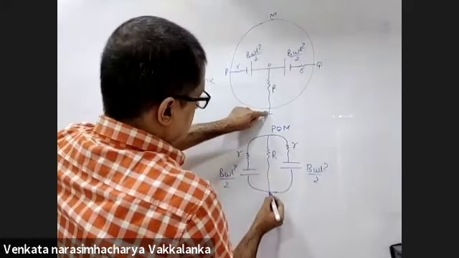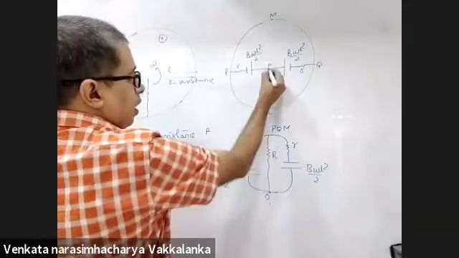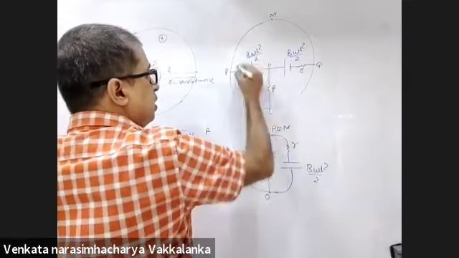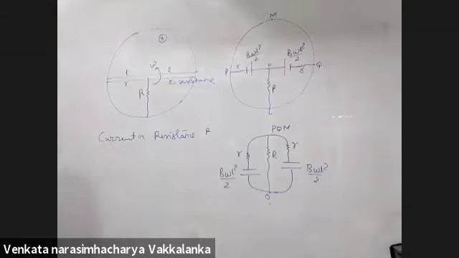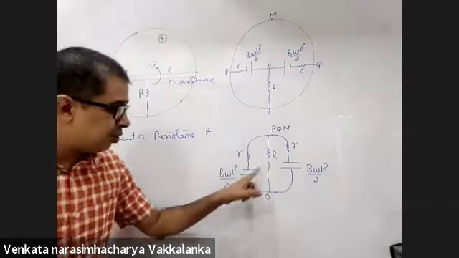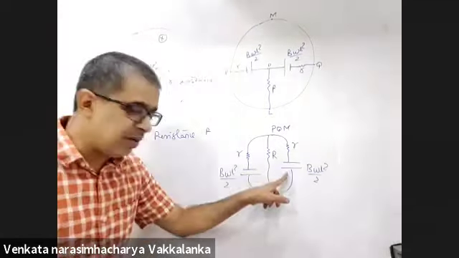This point is O. L, P, Q, M are connected. Is your job much easier now? Two batteries in parallel: E1 R2 plus E2 R1 upon R1 plus R. Say something. Yes, sir.